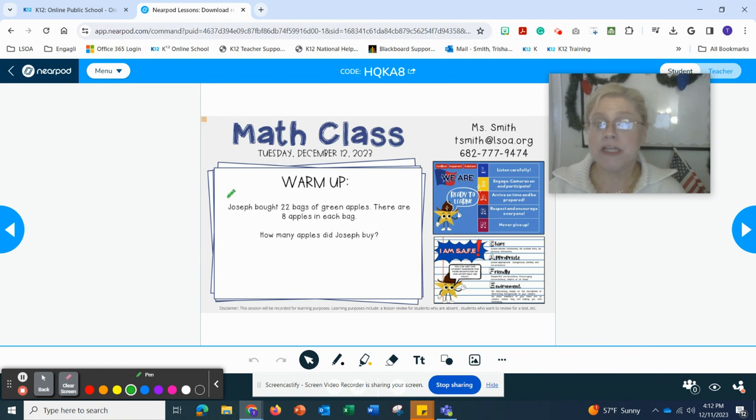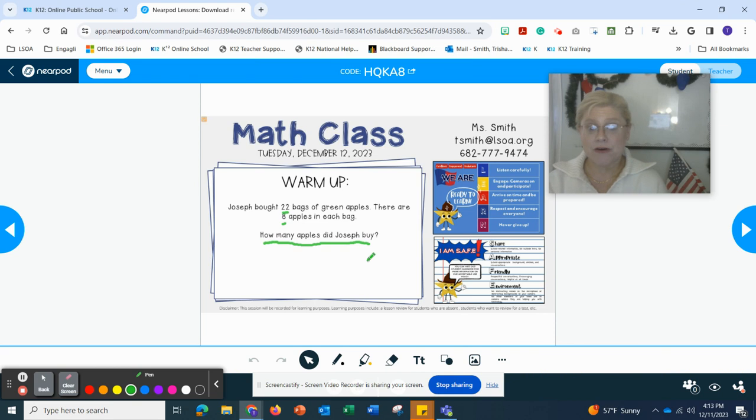So we know that Joseph bought 22 bags of green apples. There are 8 apples in each bag. How many apples did Joseph buy? So we want to find that total amount of apples that our friend Joseph bought. Now, there are some important keywords that we can use to help us identify the total.